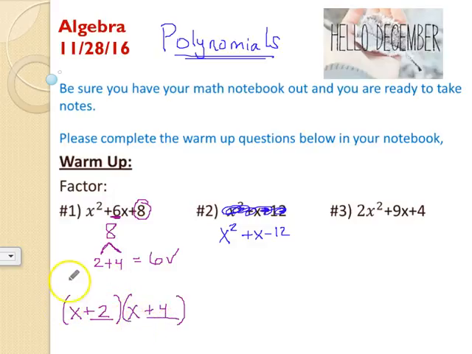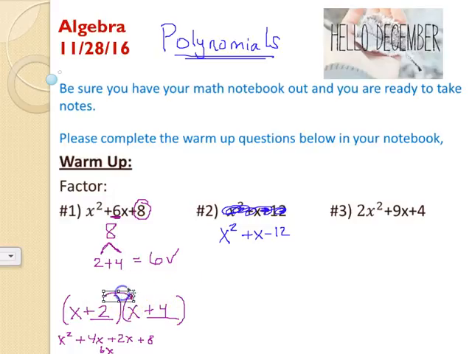Remember, you can always check your work by distributing, going through and distributing to check our work. So we could take x times x would give us that x squared. X times that 4 gives us that plus 4x. And then we have to take the x times the 2, that gives us plus 2x. And then 2 times 4, which is 8. And when we combine our like terms, that gives us 6x, which is what we originally started with, so we know we factored correctly. So the factors are just x plus 2 and x plus 4. That is factored out.